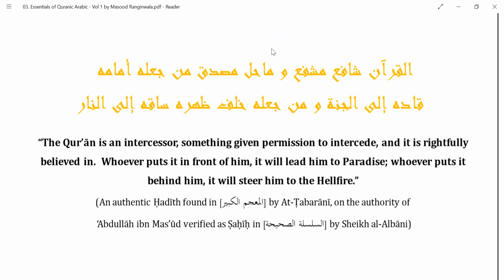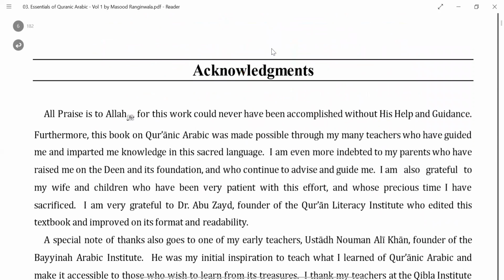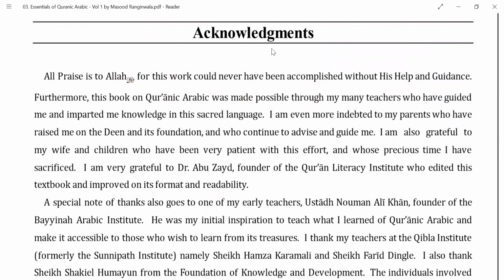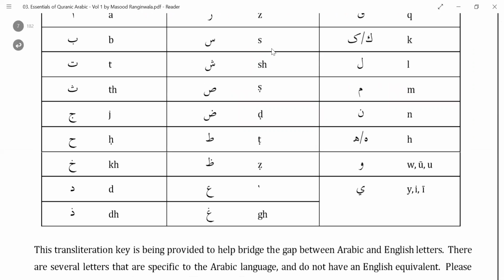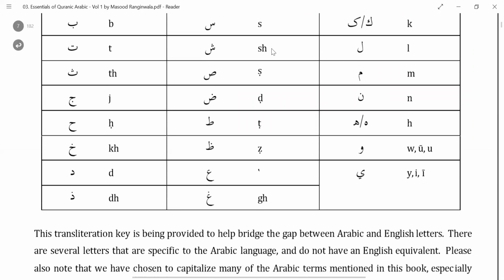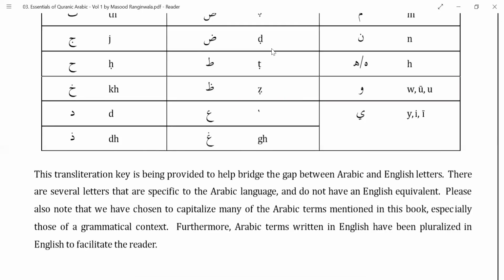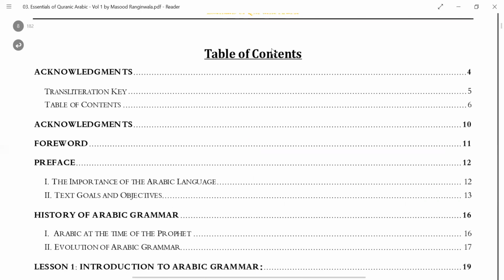Here there is a hadith quoted. It's very good to know, so you can read through this later on. Now this is acknowledgements by the author. He has written about himself and from where he took different sources to write this book. This is the transliteration key. Like for Arabic alphabets, not all the alphabets have sounds in English. So for some of them, what are the transliteration codes that he has used, which alphabet, which symbol.